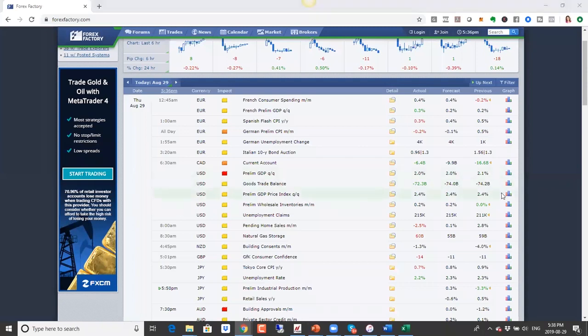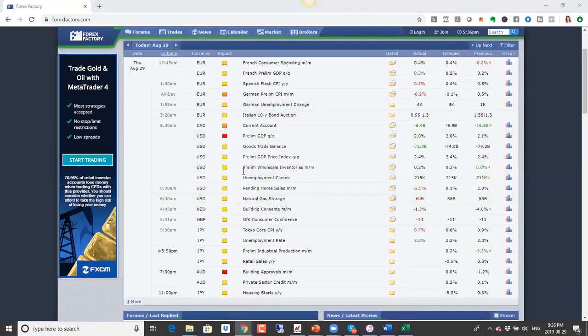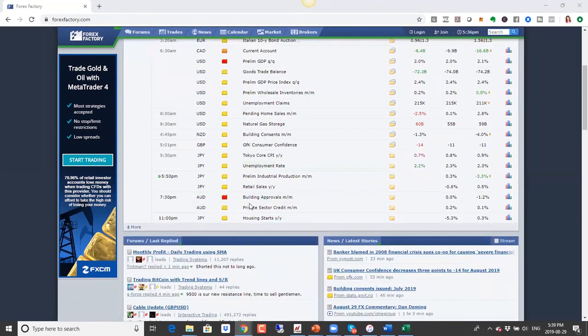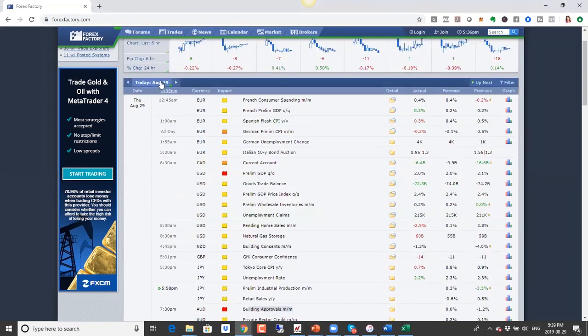As usual, we'll start off by taking a look at our calendar here. A ton of news came out today, but a few points were important. Coming up this evening in the Asian session, we have preliminary industrial production numbers out of Japan, and also building approvals, month over month. And that is it. If the Australian data comes out below expectations, that would be negative for the Australian dollar.